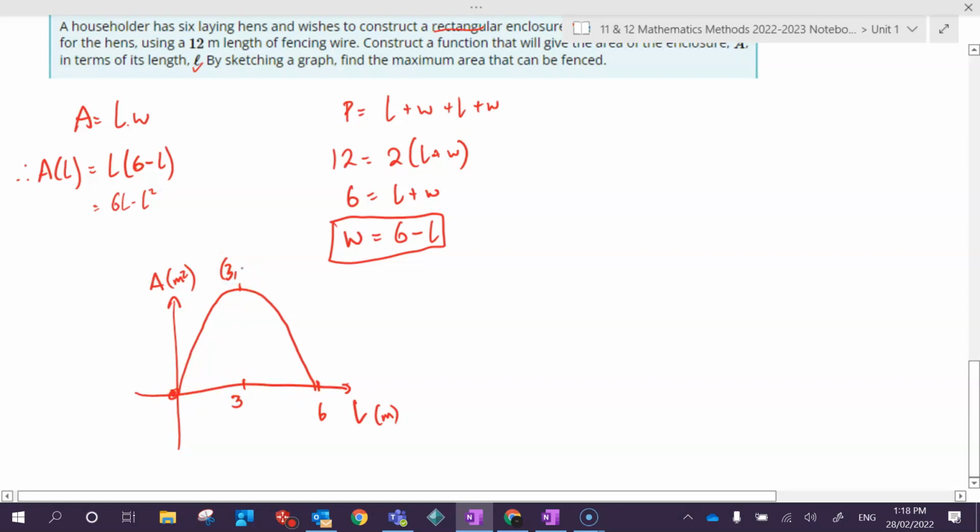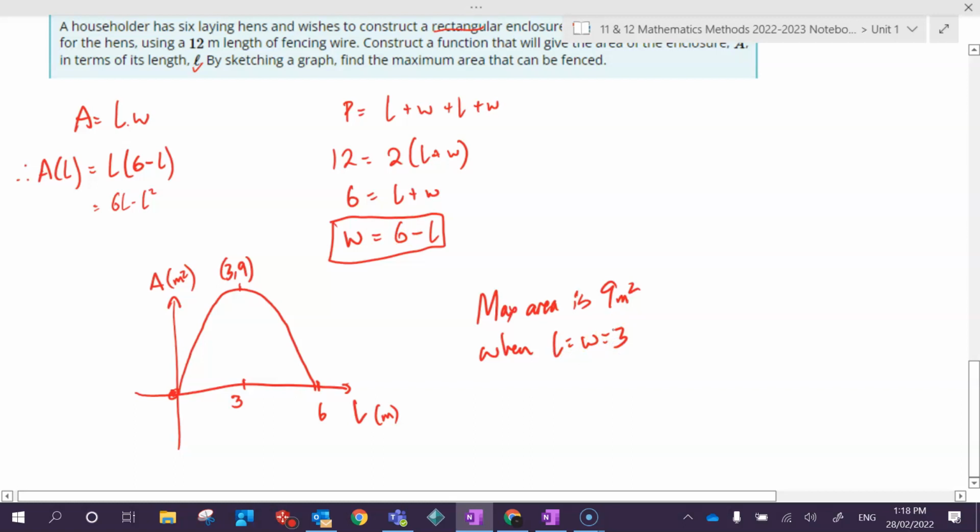And if I substitute 3 into the equation here, I'm going to have 3 times 3 is 9. And so the maximum area is 9 square metres, 9 square metres when L equals W equals 3.